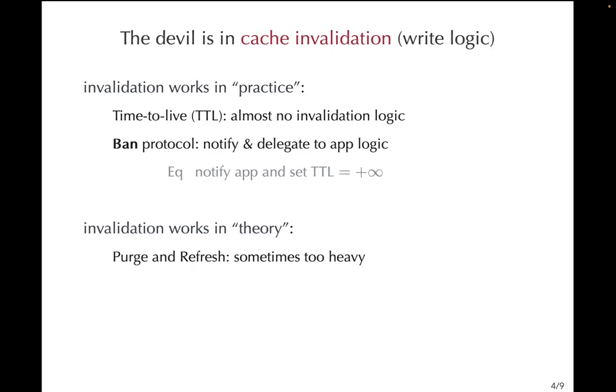The other type of invalidation is to use purge or refresh protocols, which actively remove or update the changed items in the cache. They can always keep cache consistent with the database, but they put a very heavy toll on the cache performance. In addition, they are also hard to implement exactly in practice, so they mostly work in theory.